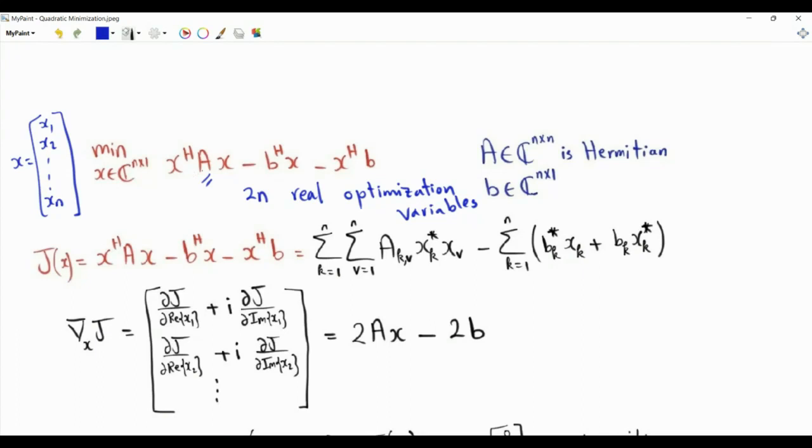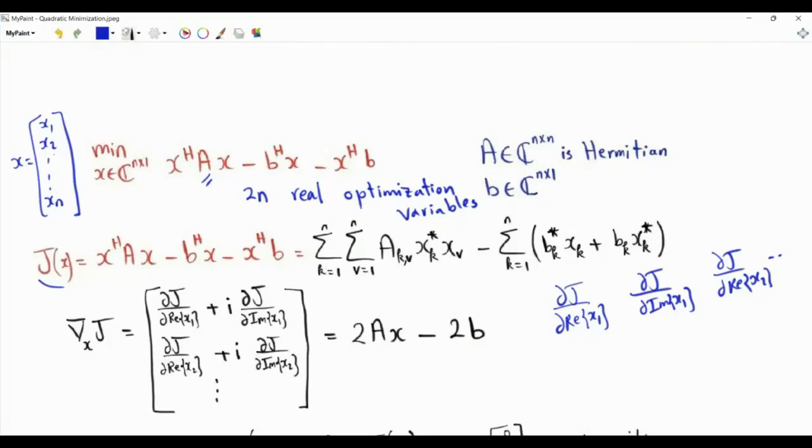So in other words, if we call this objective function J of x, then we take the partial derivative of J with respect to the real part of x1, the partial derivative of J with respect to the imaginary part of x1, the partial derivative of J with respect to the real part of x2, and so on and so forth. So we have 2n partial derivatives. A necessary condition for optimality is that those must be equal to 0. And so what we do is compute the gradient vector and equate it to the all 0 vector.